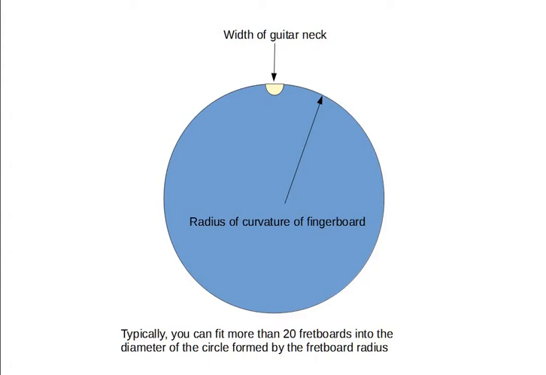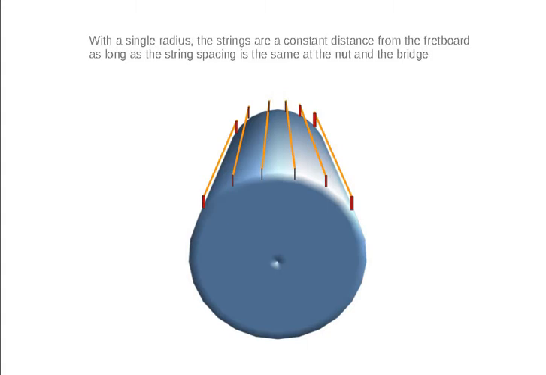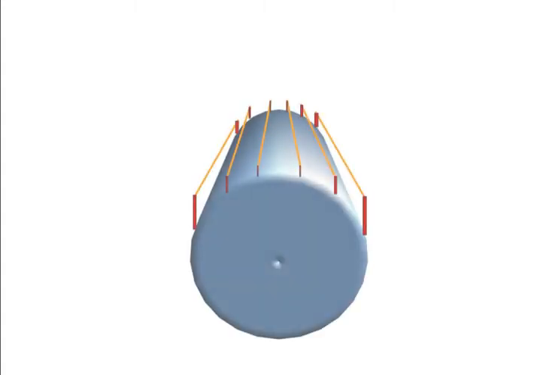However, whilst the radius fretboard is easier to play, it does cause a slight problem. This diagram has been wildly exaggerated to illustrate a point, but the basic principle is valid. The only way the strings can stay a constant distance from the fingerboard is if the nut and the bridge have the same string spacing. Unfortunately, pretty much every steel string guitar has a bridge that's wider than the nut.